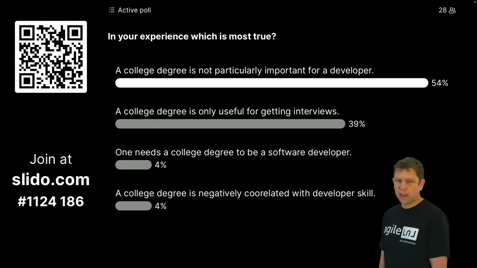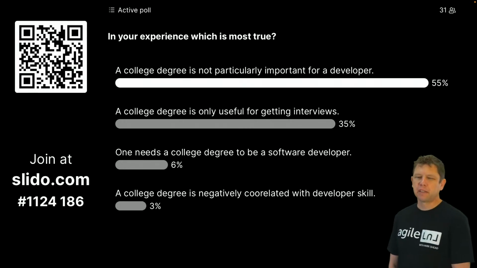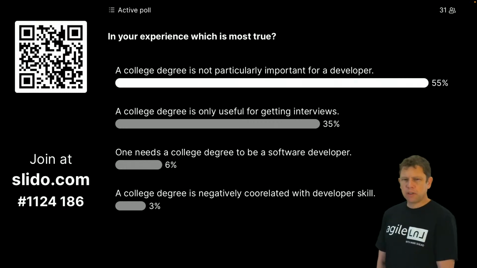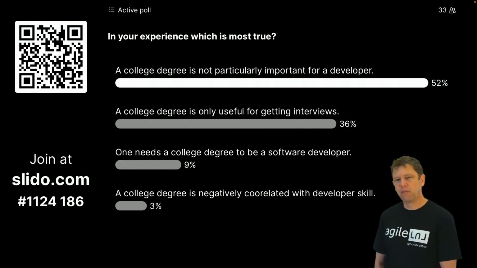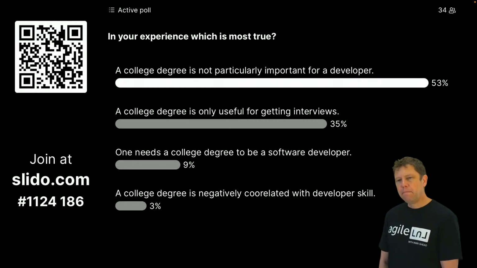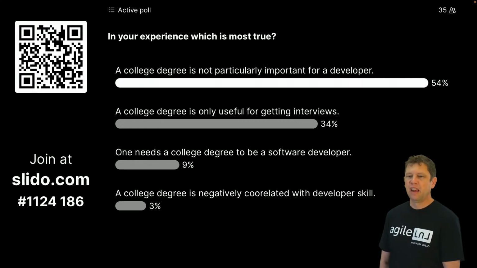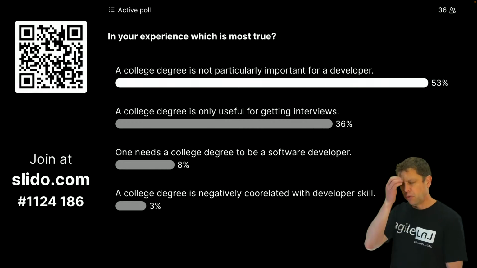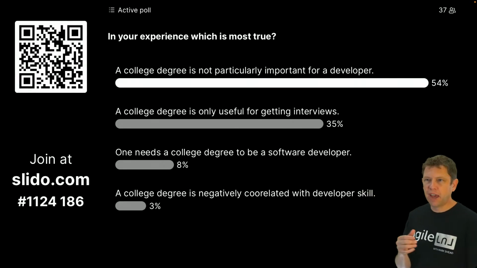So it looks like most of us are in the camp that a college degree is not particularly important for a developer, followed by, but it is good for getting interviews. And that's where I was expecting. Actually, I did not expect it to be quite as heavy on saying a college degree is not particularly important for a developer. That may speak to how big of a gap there is between teaching people how to program and teaching them how to do useful things. I've seen a lot of, and we're going to look at some resources here in a little bit that were designed by people who are asking, how do we teach people to solve problems with computers? And really looking at the pedagogy aspect of that.